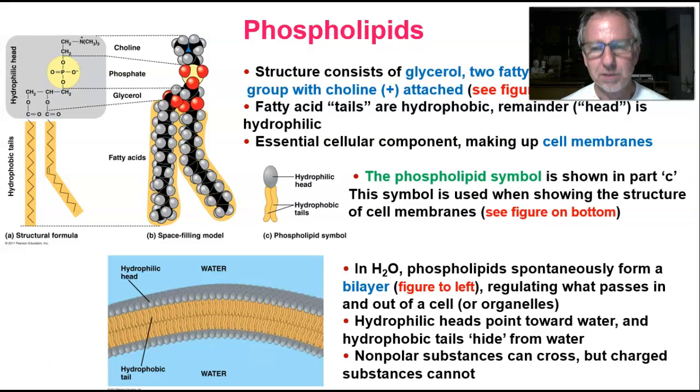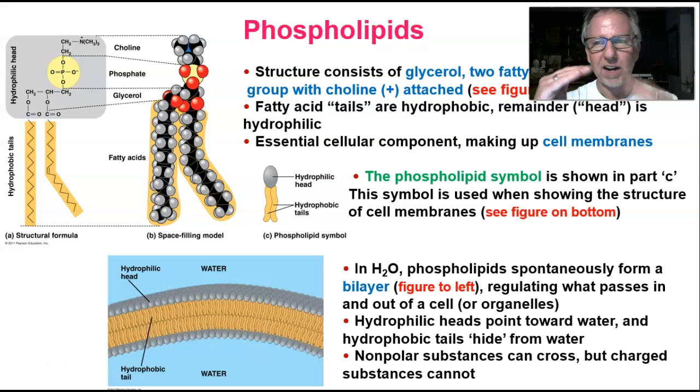Membranes, the structure of the arrangement of phospholipids in a membrane is called a bilayer. Bi means 2, so 2 layers. You have 2 layers of phospholipids. And the reason why membranes have 2 layers of phospholipids has to do with the hydrophilic heads and tails.